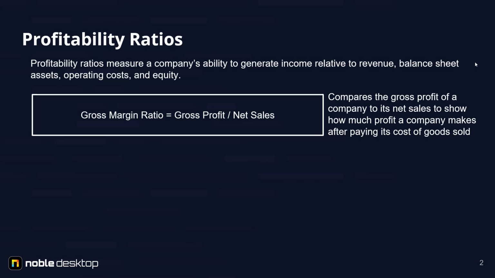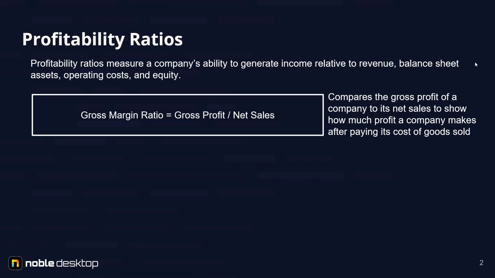Gross margin ratio compares the gross profit of a company to its net sales to show how much profit a company makes after paying its cost of goods sold. The formula for gross margin ratio is gross profit divided by net sales.